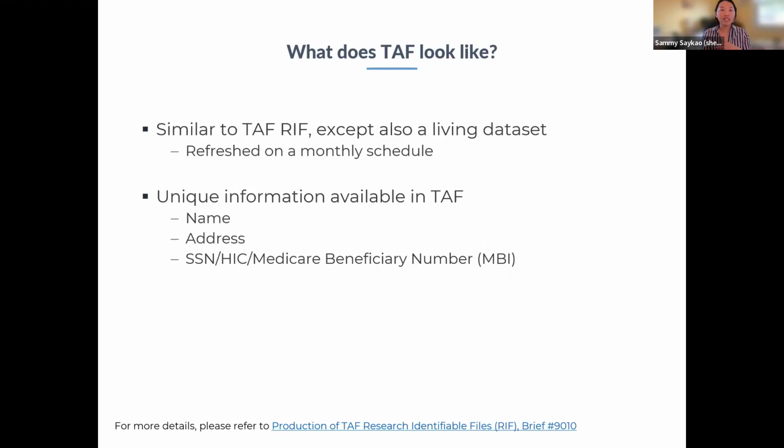So what does TAF look like? It looks similar to TAF RIF, and we're actually going to get into that a little bit. So I don't want to exactly say, oh, this is exactly the differences between the two. We'll be going over that. Some of the important major differences is that it is refreshed on a monthly schedule. So I still consider it a living data set. And unique information that's available in TAF, typically personally identifiable information, PII, are in TAF data. So things like name, address, social security number, HIC, and MBI are included in here.